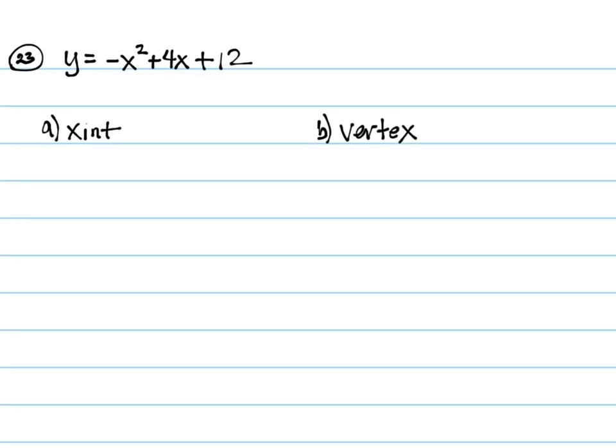We're supposed to find the x-intercepts and the vertex of the parabola y equals negative x squared plus 4x plus 12. Okay, so I'm going to identify that there's two pieces I'm supposed to find. I'm supposed to find x-intercepts, and I'm supposed to find the vertex. Is that okay? So far so good. Okay. X-intercepts are found when y equals 0.